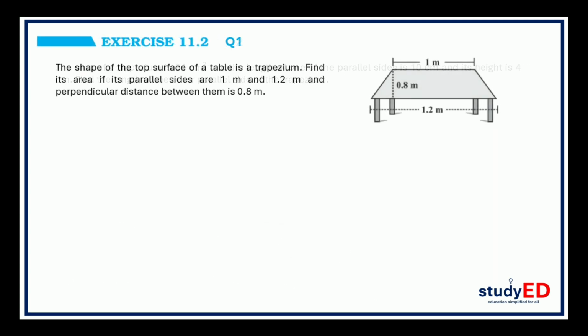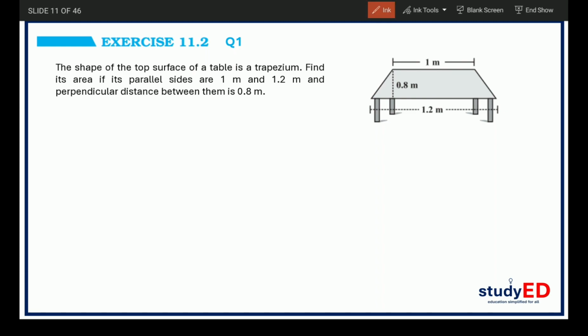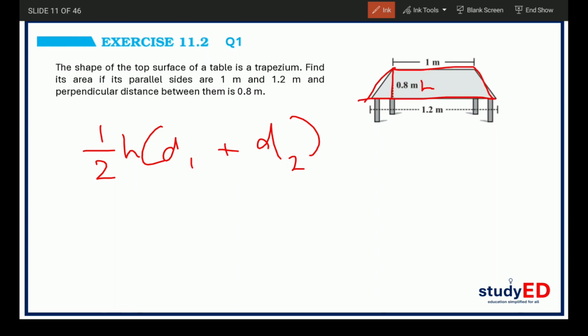Okay. The shape of a top surface of a table is a trapezium. Find the area if its parallel sides are 1 meter, 1 meter and 1.2 meters, and the perpendicular distance between them is 0.8 meters. Now this is going to be very simple. We already know the formula, which is 1 by 2 h into d1 plus d2. Now using the figure here, we can find 0.8 is going to be the height, 1 meter d1 and 1.2 meters d2.